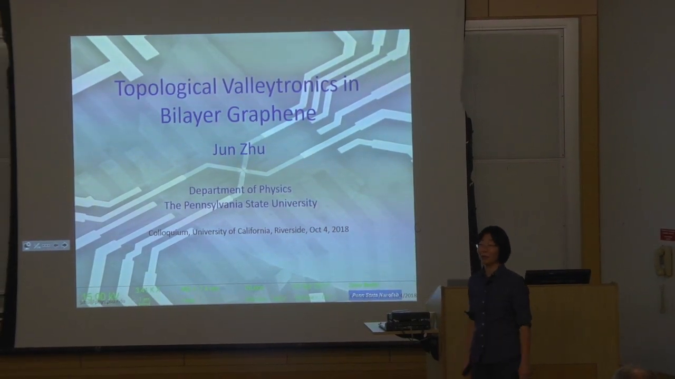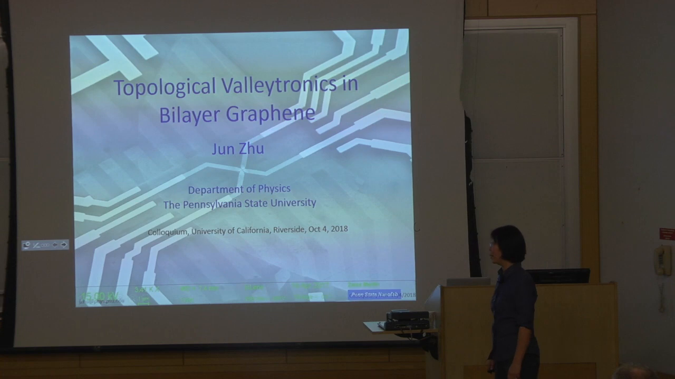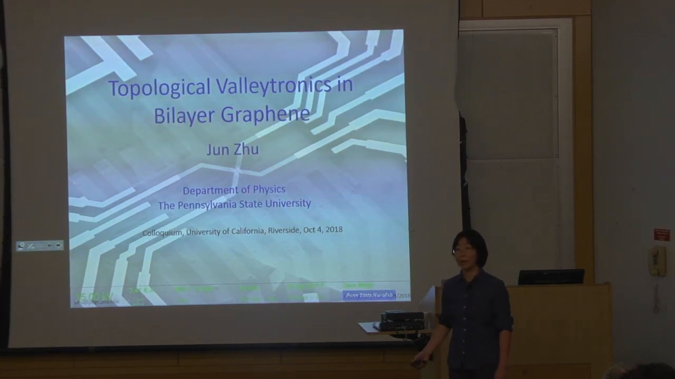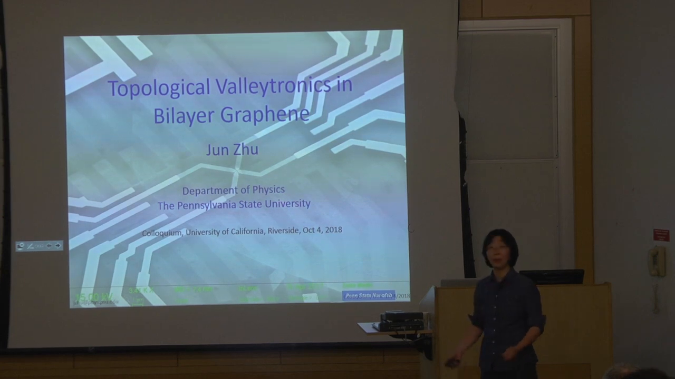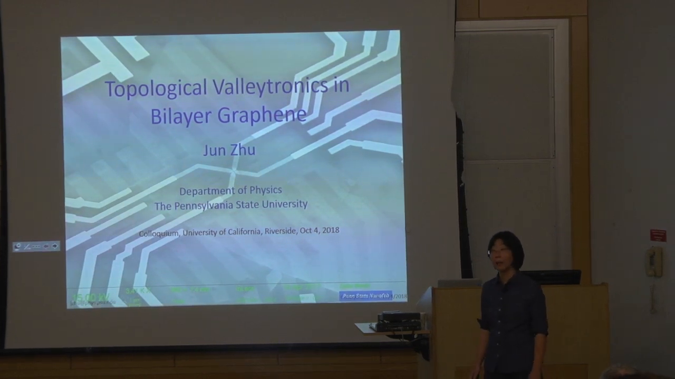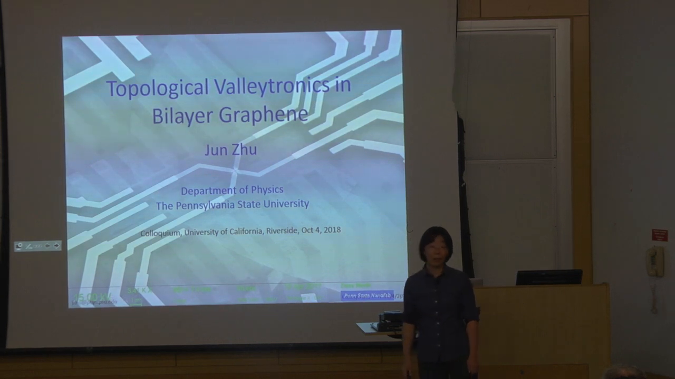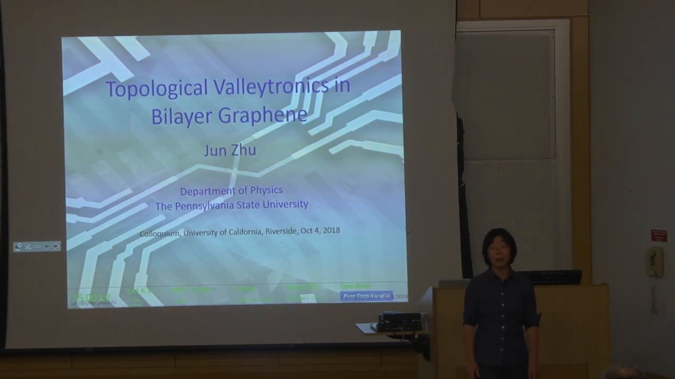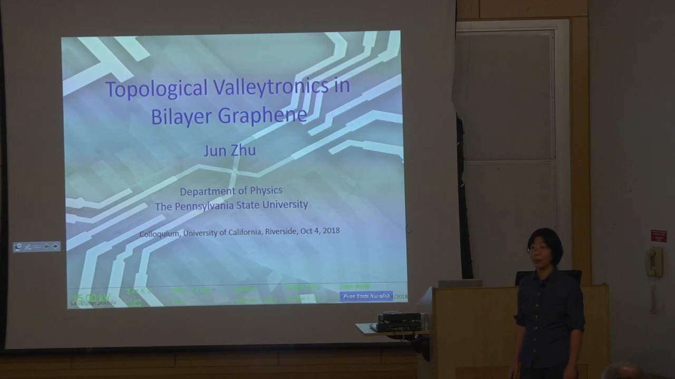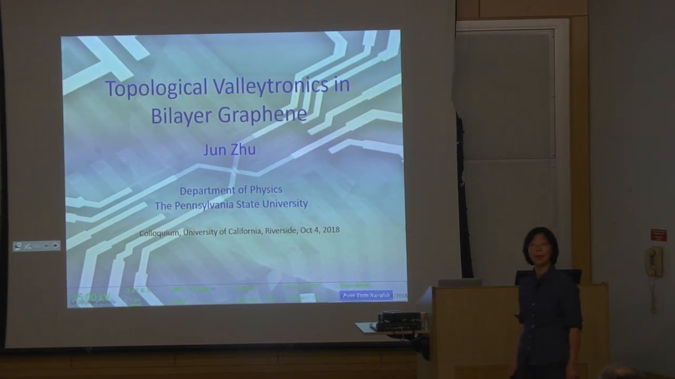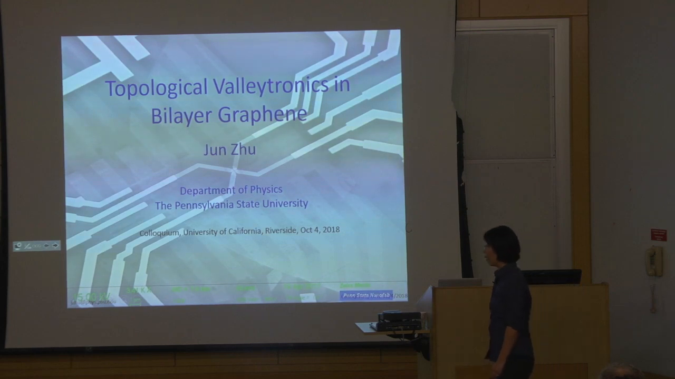So I'm going to be talking about 2D physics, but 2D physics done in graphene. And today I want to show you how we manipulate the valley degrees of freedom in a material called bilayer graphene, especially using its topological properties to make electronics. So that's sort of the title. You will see what I mean by then. Tomorrow I have a seminar and we'll talk more about 2D physics in a magnetic field.